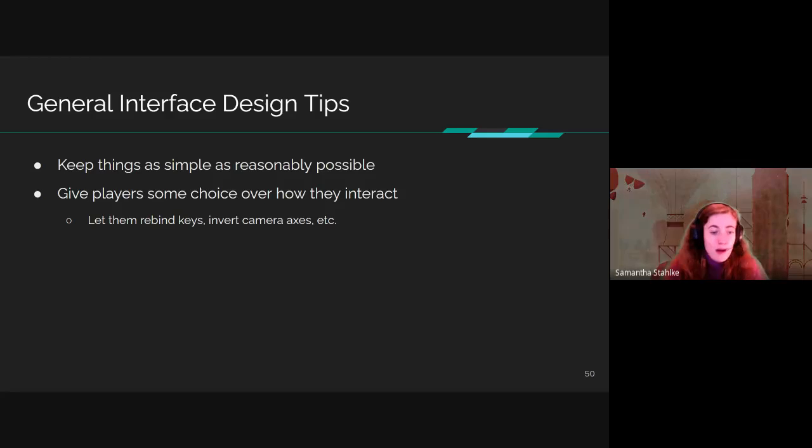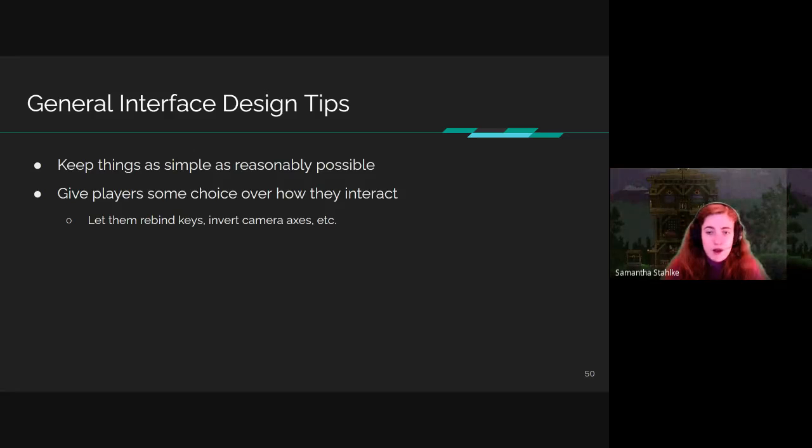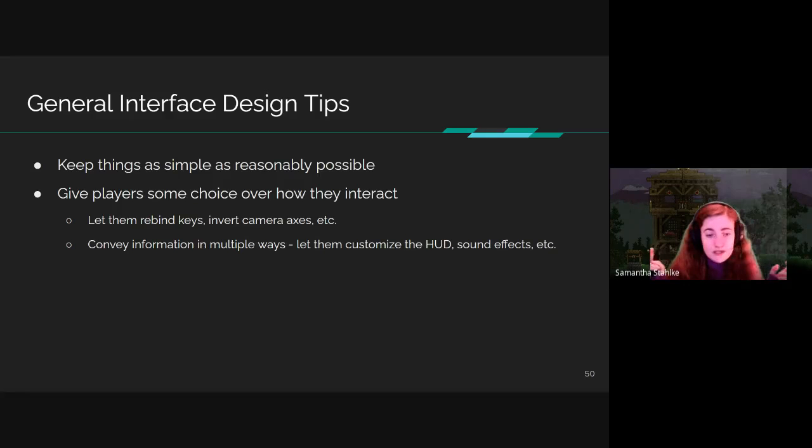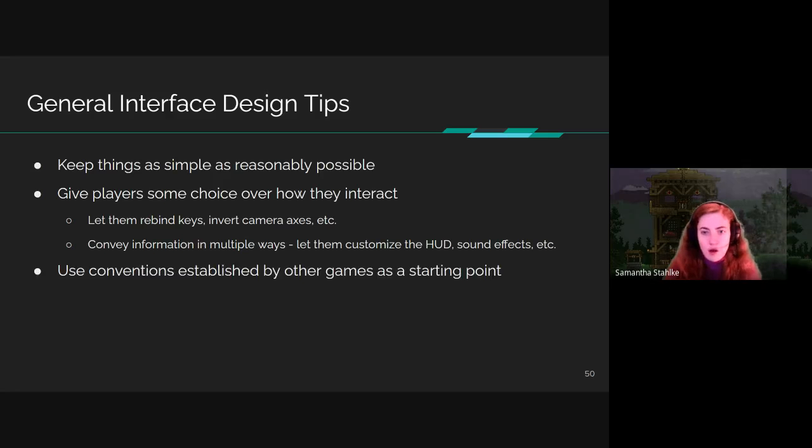So let them rebind keys, let them invert their camera axes, let them selectively hide information off the HUD, and so forth. Also convey information in multiple ways. So give players choices in terms of how they actually want to interpret information. Convey information both through sound and visually. Give some haptic feedback. Give players lots of ways to understand what is going on.